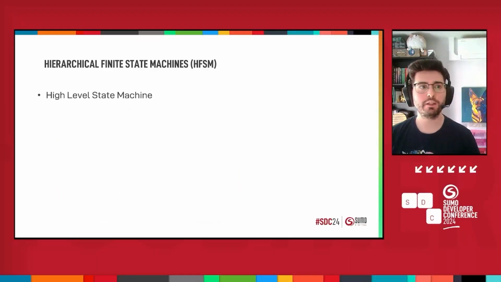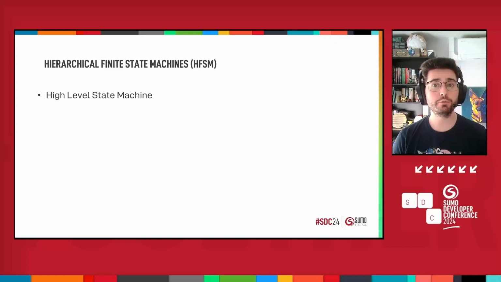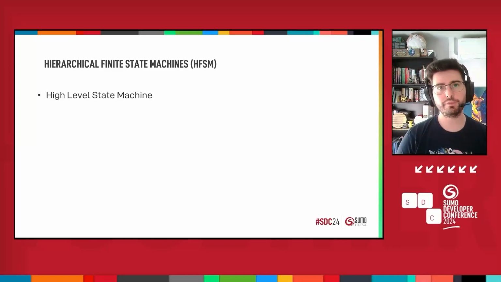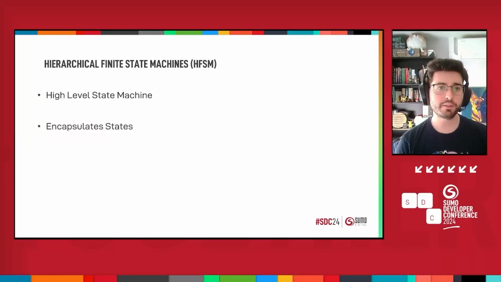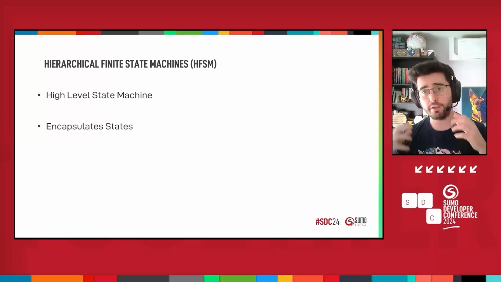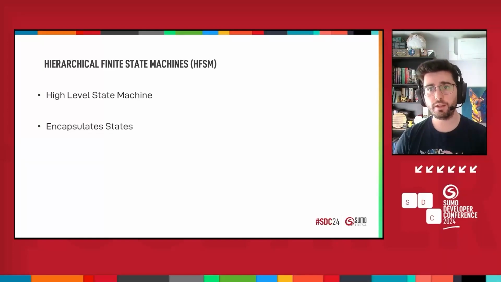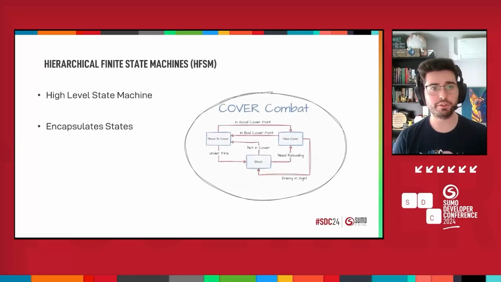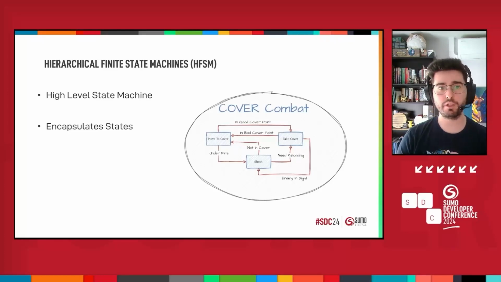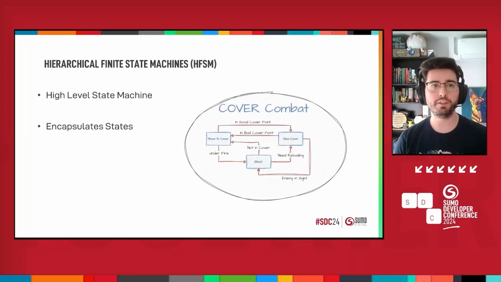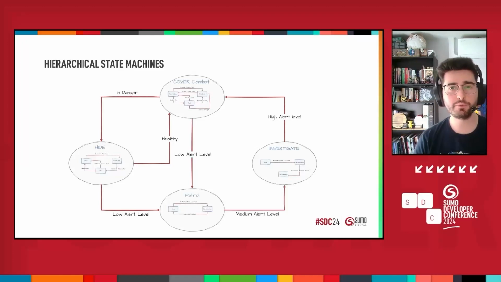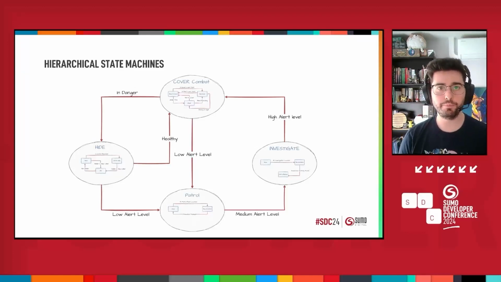Okay. So next, we're going to cover hierarchical finite state machines. These look to solve some of the scalability issues of finite state machines by providing a high-level state machine. So what we're doing here is aggregating multiple states into a state machine, and having a high-level state for that state machine. So an example here, we've created a new state machine with 3 states: shoot, move to cover, and take cover, and we've aggregated all of that into a single cover combat state. And that means we can then transition between these states with a higher level state machine.